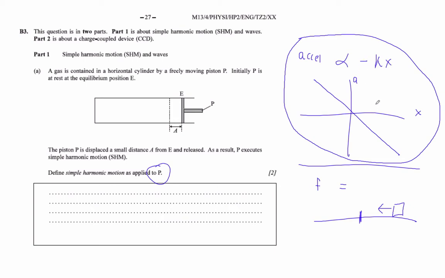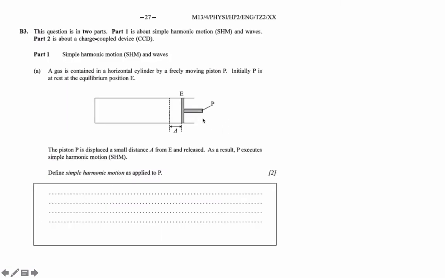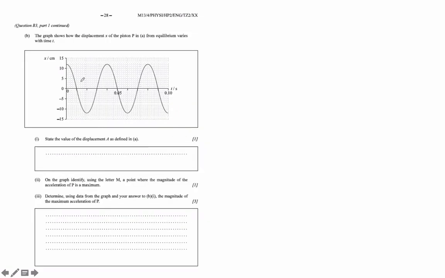Okay, let's go to the next page here. It's always a good plan. The graph shows how the displacement varies with time t. So this is like one of those cosine graphs, right? State the value of the displacement a as defined in part A, which is this thing. That's just the amplitude, so let's take a look at this. What's our amplitude? 12, right? Just read that off the graph there.